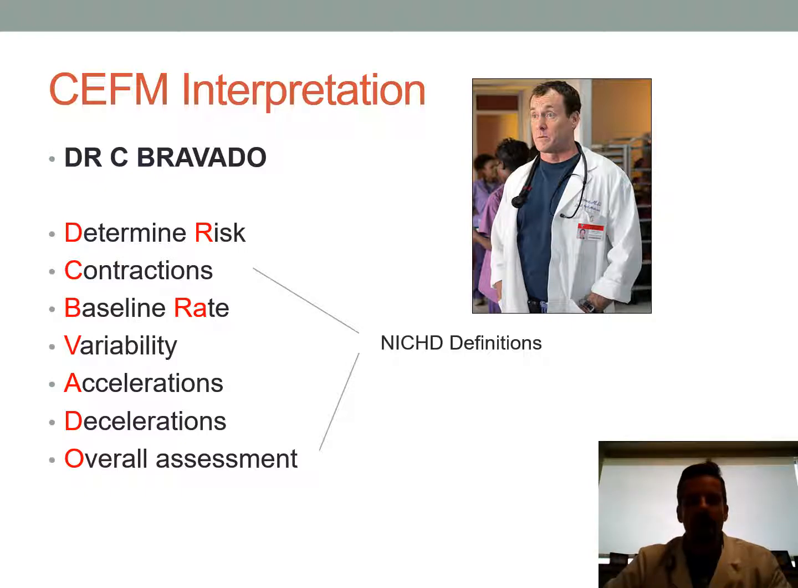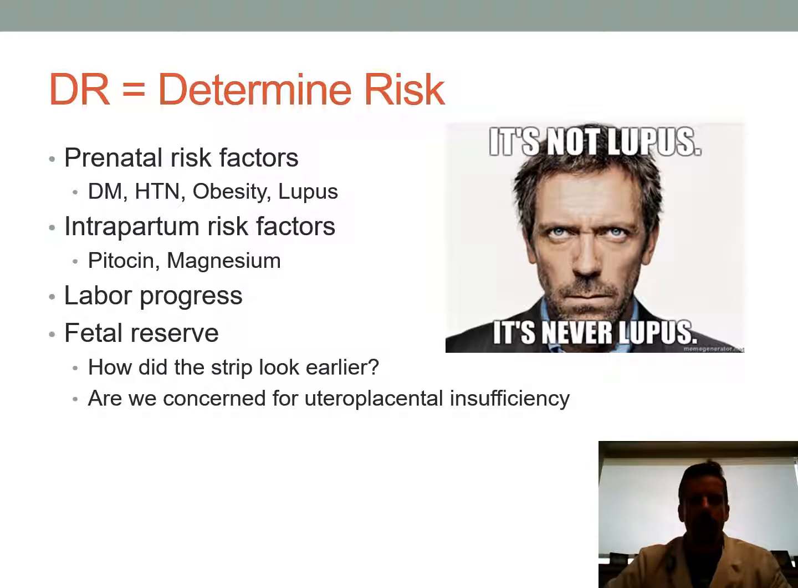Look at contractions, and contractions you're going to define as a normal uterine environment or tachysystole. The BRA in Bravado is baseline rate, then heart rate variability, accels, decels, and your overall assessment, which you're going to break down into category 1, 2, or 3. All right, so first part, determining risk.